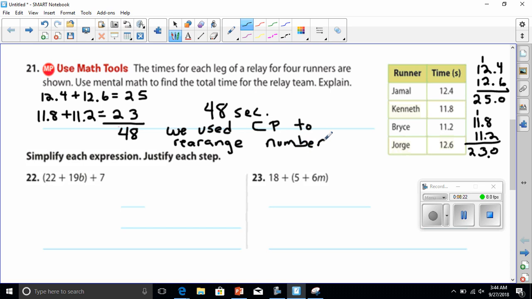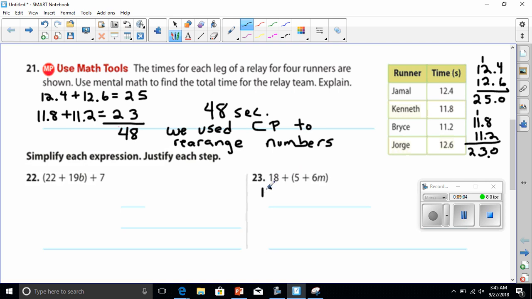All right, let's go to number 23. They're saying simplify each expression and justify each step. Well, if we're going to simplify these, let's go ahead and work this. First of all, got 8 plus 5 plus 6m. Well, the first thing I have to remember is I can't combine 5 plus 6m because 5 and 6m, well, they are not like terms. I have an m here stuck with the 6. I can't combine that to a number. But I know that they're all adding together, so I can go ahead and regroup them.